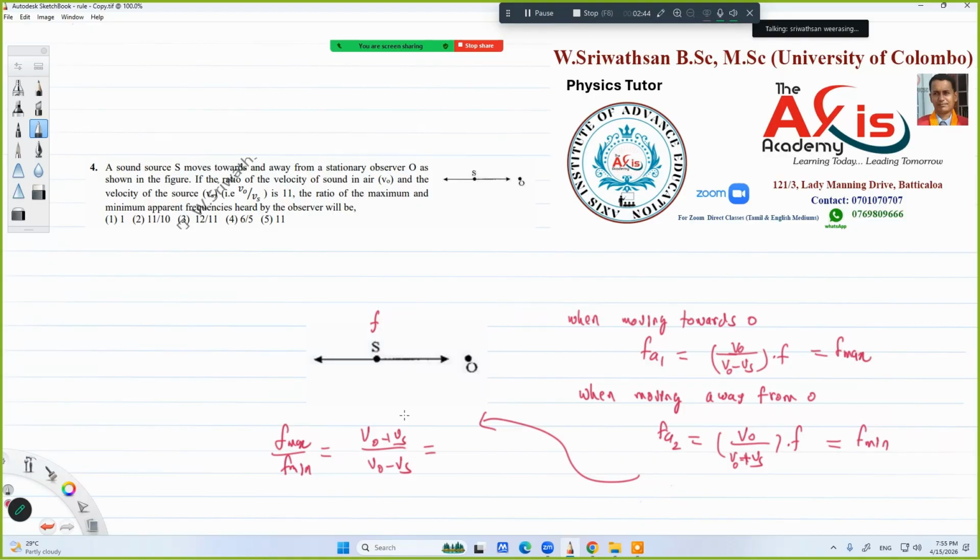So how can we solve this? If you divide the numerator and denominator by vs, we can write this as v naught over vs plus 1 over v naught over vs minus 1. This is actually 11, so 11 plus 1 is 12, 11 minus 1 is 10. This is 6 by 5. So the fourth option is the correct option.